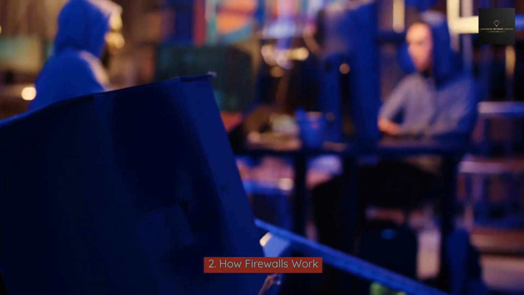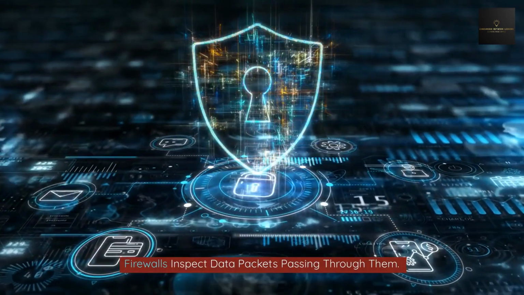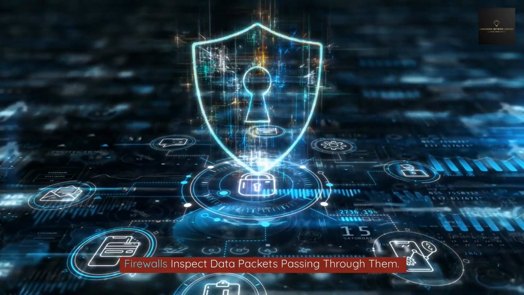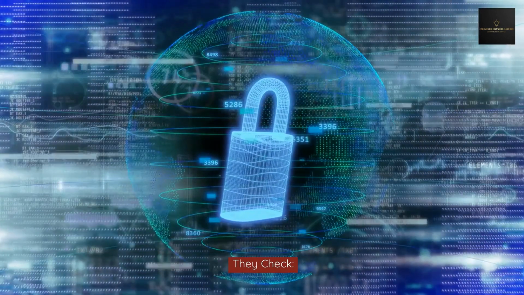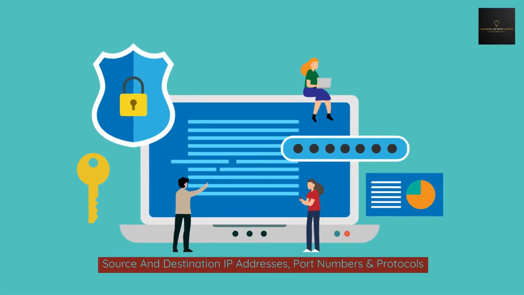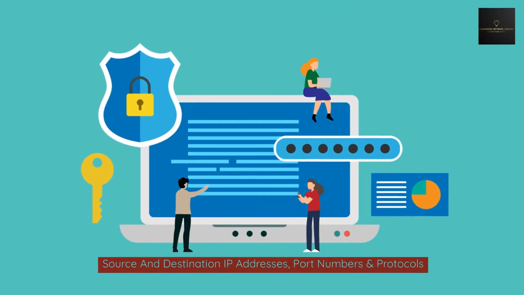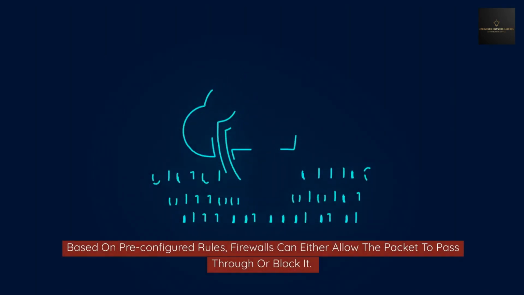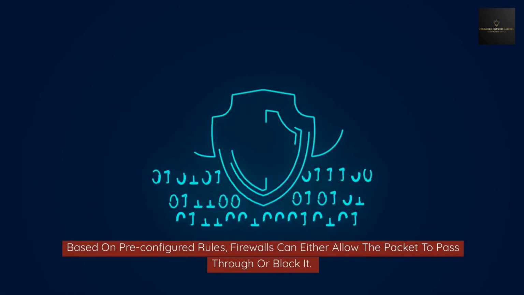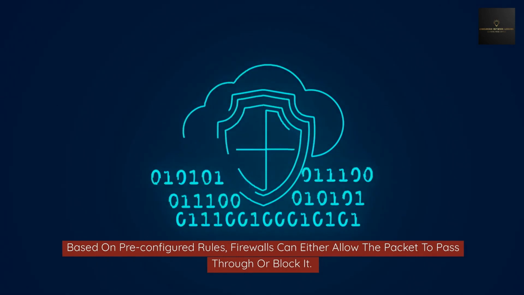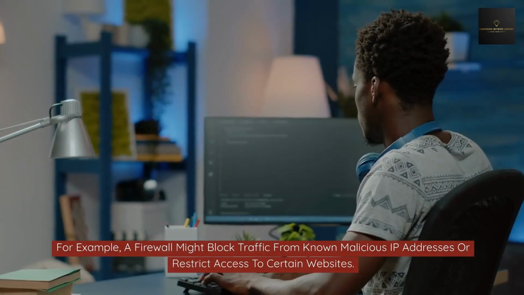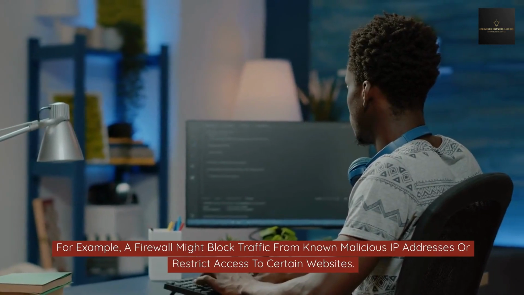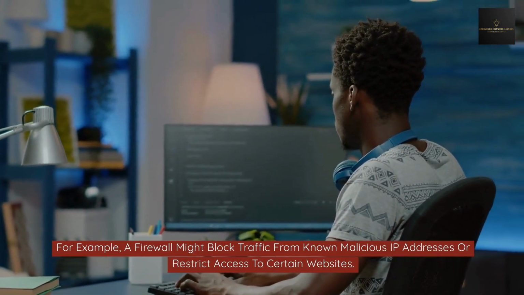2. How firewalls work. Firewalls inspect data packets passing through them. They check source and destination IP addresses, port numbers and protocols. Based on pre-configured rules, firewalls can either allow the packet to pass through or block it. For example, a firewall might block traffic from known malicious IP addresses or restrict access to certain websites.